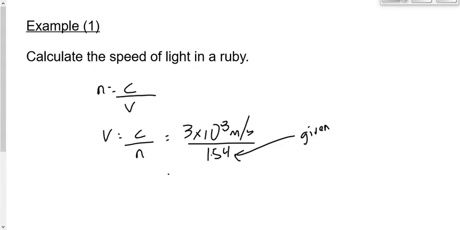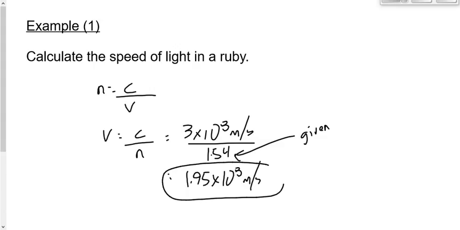We do the math there, and the speed of light in a ruby works out to be 1.95 times 10 to the 8. We know we're going to get a value smaller than 3 times 10 to the 8, right? Because 3 times 10 to the 8 is as fast as light can travel.